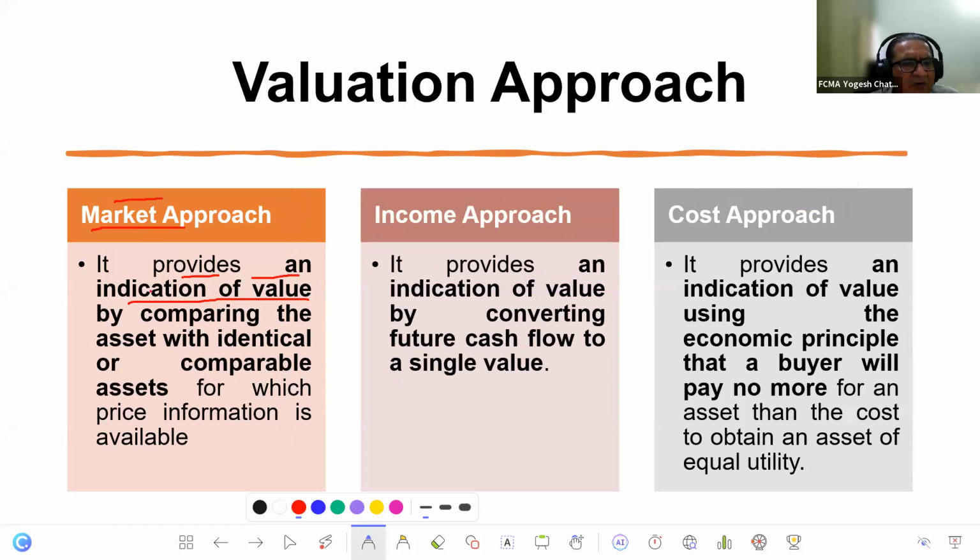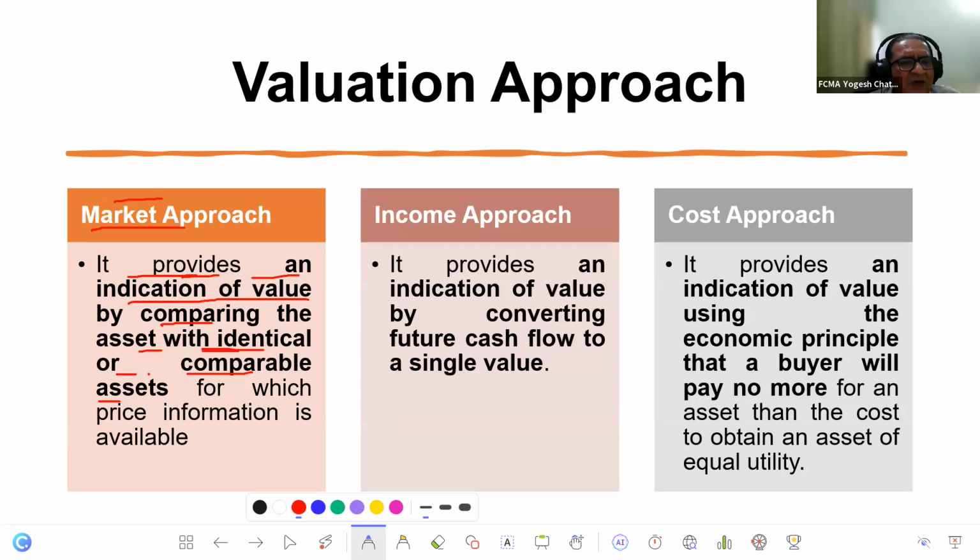not the actual transaction value. It is just providing us an indication of value, and that is done by comparing the asset with an identical or comparable asset. Identical or comparable asset. So comparison is why we call it a relative approach of valuation. Very important: whatever the target asset, the subject asset, the asset for which we are doing the valuation, that needs to be compared with the identical or comparable asset.